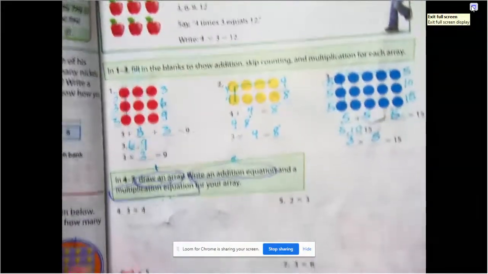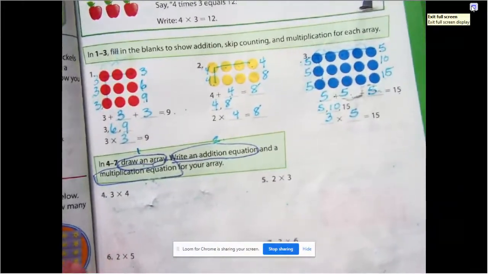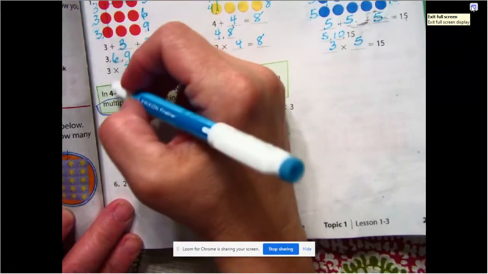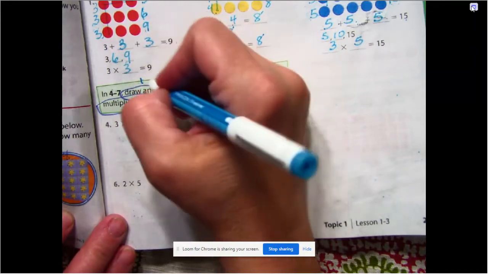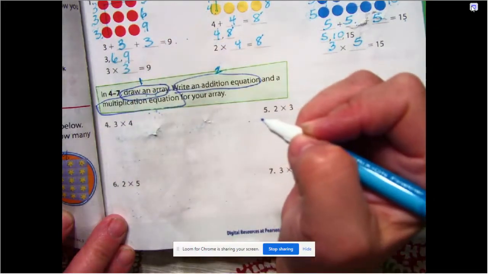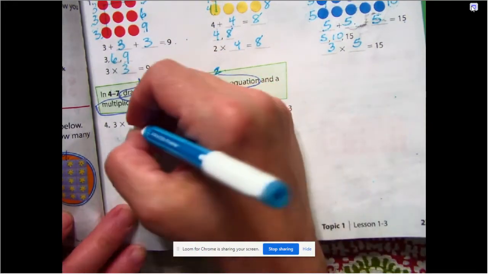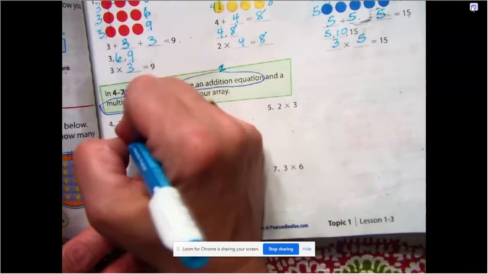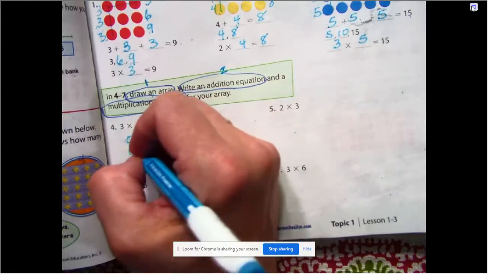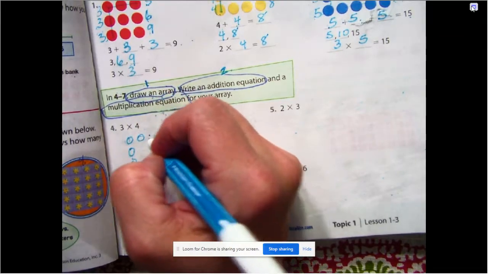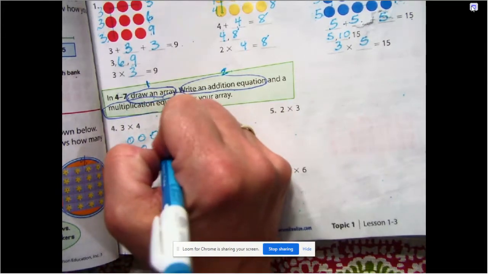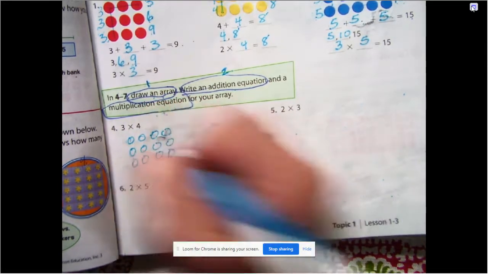Okay, so pause that if you need to so that you have time to get all those answers corrected if you needed to. And then numbers 4 through 7 want us to do 3 things. Draw an array, write an addition equation, and a multiplication equation. So for number 4, 3 groups of 4 looks like 1, 2, 3, 3 rows, plus 1, 2, 3, 4 in each row.